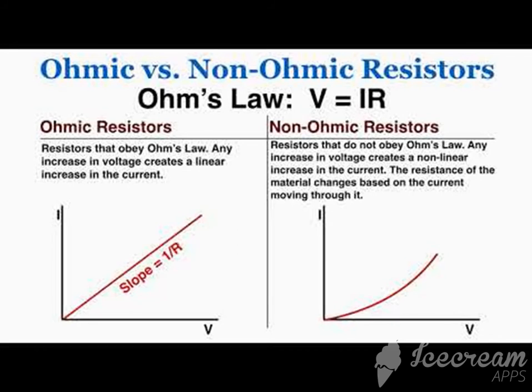The last topic in this video is ohmic and non-ohmic resistors. As the name suggests, ohmic resistors would be those which follow Ohm's law, or obey Ohm's law. The I-V graph for such resistors would be a straight line, and resistors that do not obey Ohm's law are called non-ohmic. In non-ohmic resistors, the resistance of the material changes based on the current moving through it, and there is a non-linear increase in the current, and the I-V graph looks like this for non-ohmic resistors.